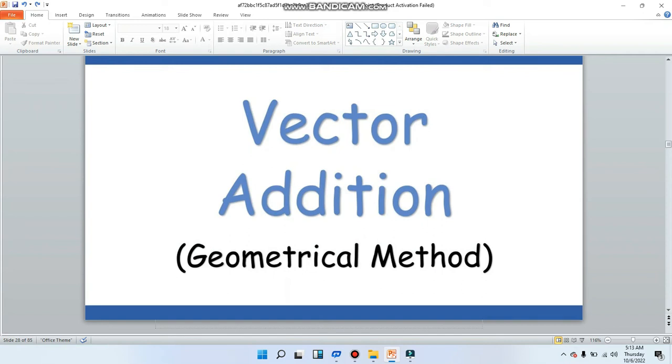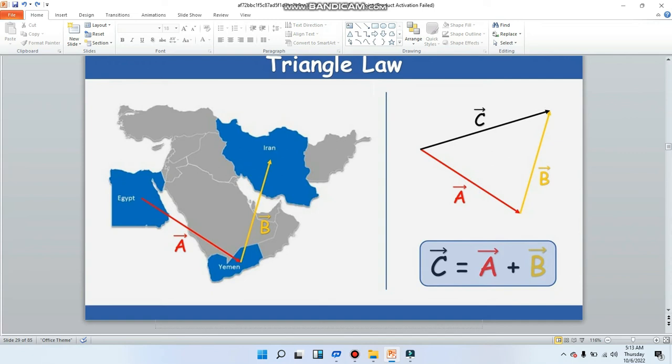Vector addition, geometrical method, triangle law. This is vector A, vector B and vector C. The addition of vector A and vector B is represented by the vector C. C is equal to vector A plus vector B.